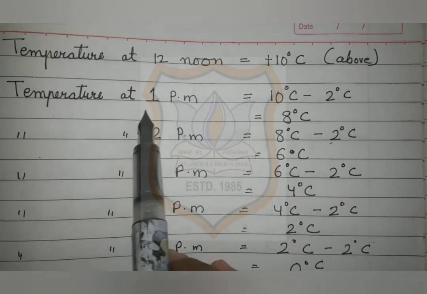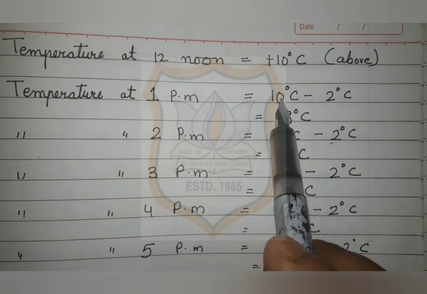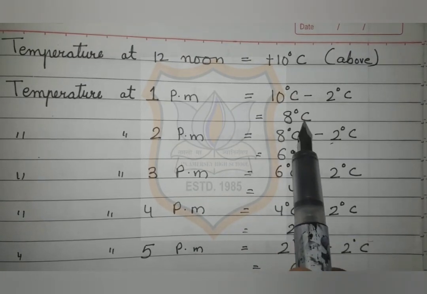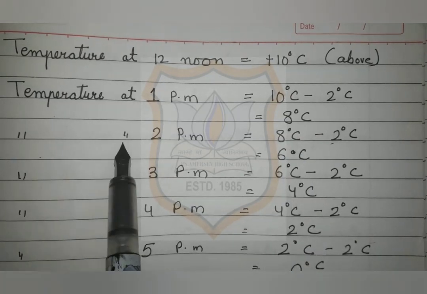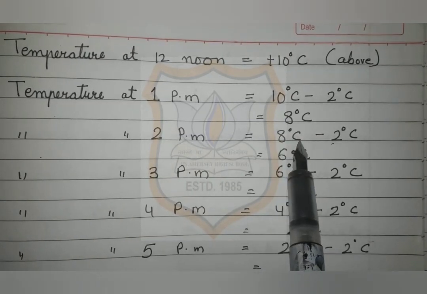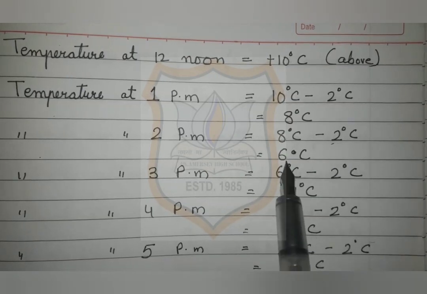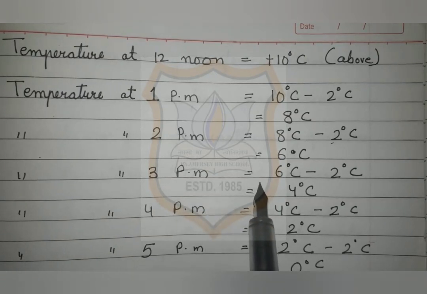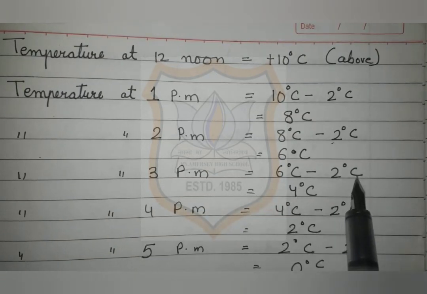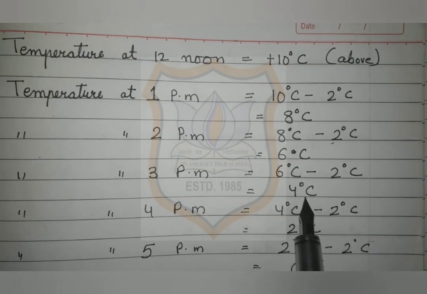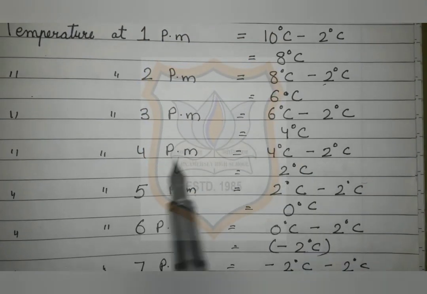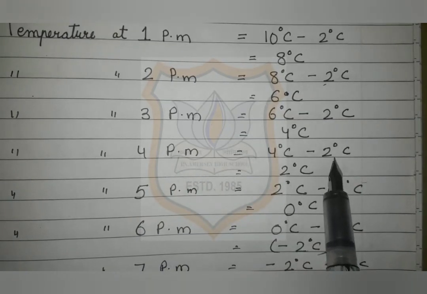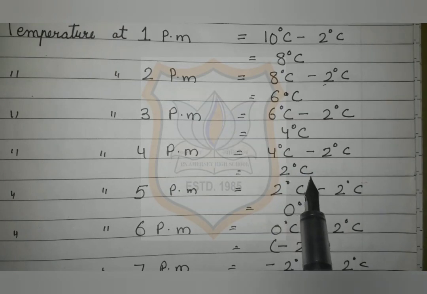So temperature at 1 p.m. is equal to 10 degrees Celsius minus 2 degrees Celsius, that is equal to 8 degrees Celsius. Now temperature at 2 p.m. will be 8 degrees Celsius minus 2 degrees Celsius. Answer is 6 degrees Celsius. Now temperature at 3 p.m. is equal to 6 degrees Celsius minus 2 degrees Celsius. Answer is 4 degrees Celsius. Now we will calculate temperature at 4 p.m., equal to 4 degrees Celsius minus 2 degrees Celsius. Answer is 2 degrees Celsius.